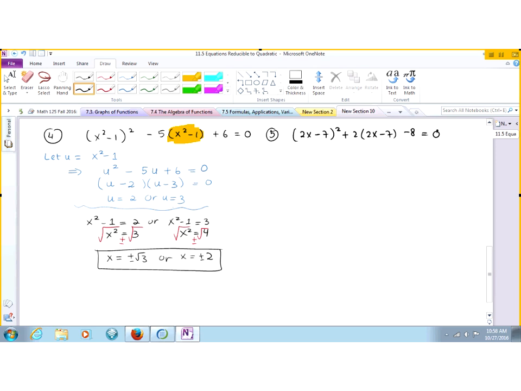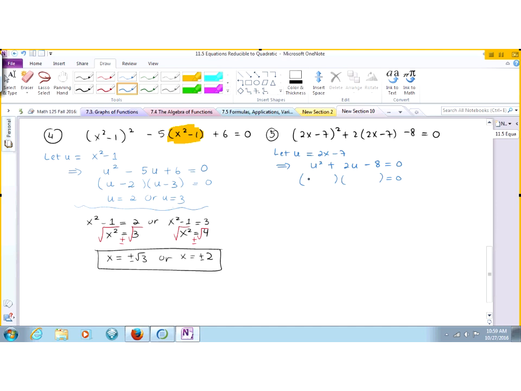This is past chapter 1 for my pre-cal class, and so it's review. You think you could do it? What would you do here? Let u equal to, right. Yes. Okay, so what do you have here? u squared plus 2u minus 8 is 0. Yes. So factor this.